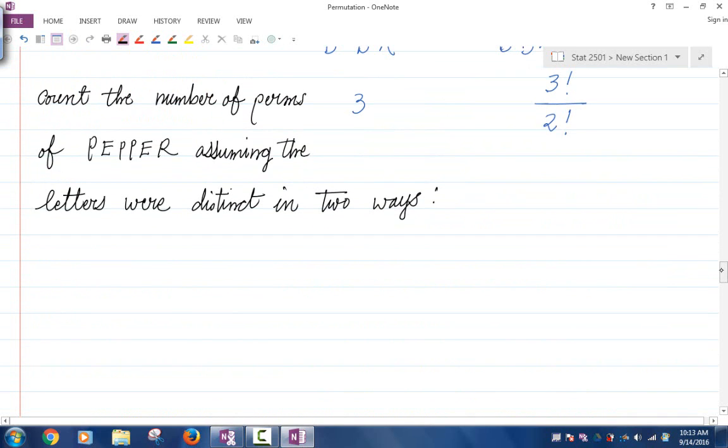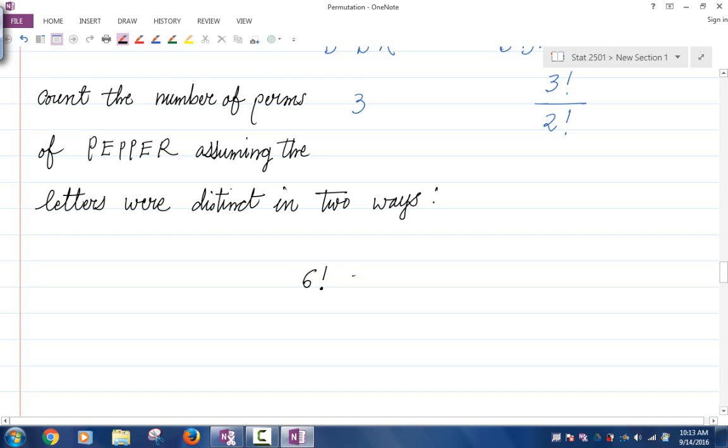Okay, I want to count the number of permutations of the letters in pepper in two ways. So here are the two ways. First of all, if they are distinct, what's the number of permutations? How many letters do I have there? There are 6 of them, so the answer is 6 factorial. There are 6 factorial permutations.